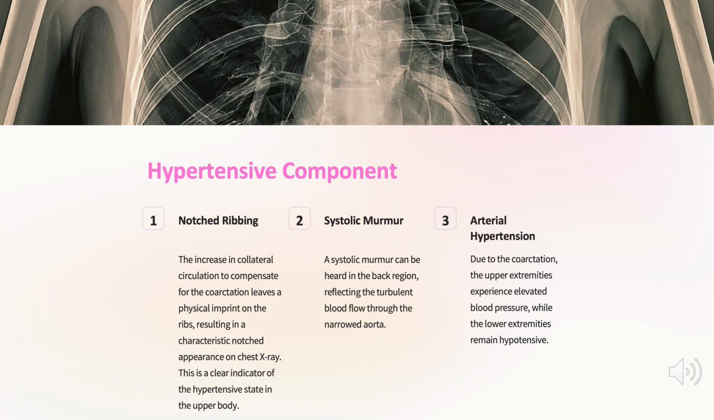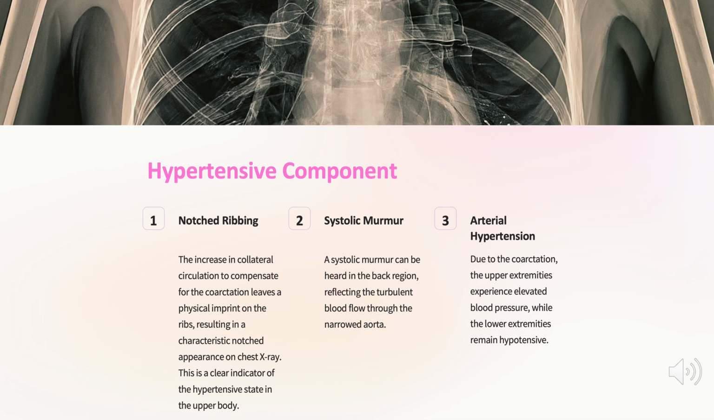Now, let's delve into the hypertensive component of coarctation of the aorta. One key indicator is notched ribbing. This occurs due to the increased collateral circulation that develops to compensate for the coarctation, leaving a distinct imprint on the ribs visible on chest X-rays. This notched appearance serves as a visual cue, signaling the hypertensive state in the upper body.